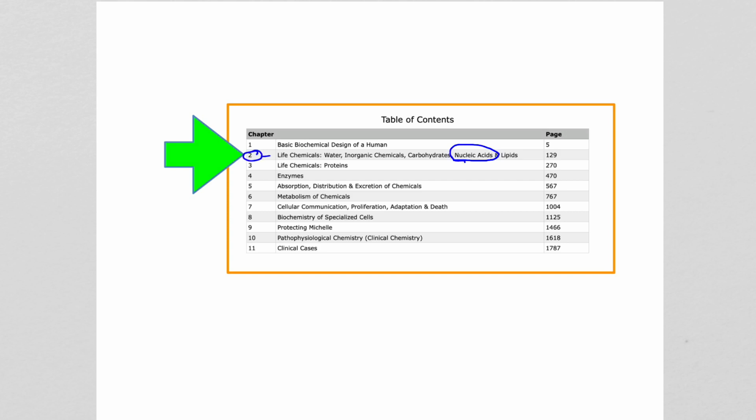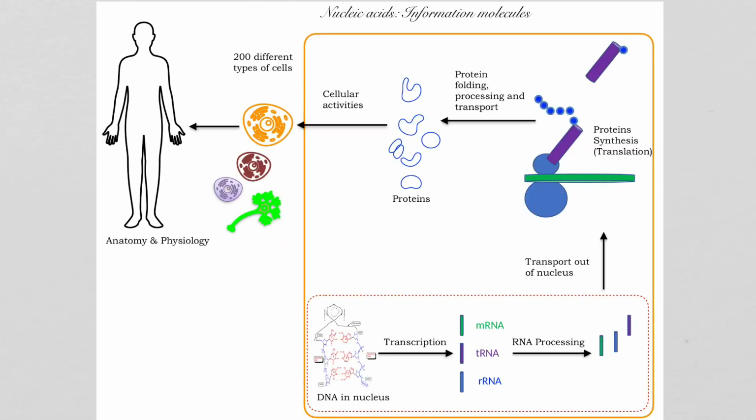So the chapter on nucleic acids and nucleotides is chapter 2. We are currently on this chapter that discusses water, inorganic chemicals, carbohydrates, nucleic acids, as well as lipids. It's always important to see the big picture.